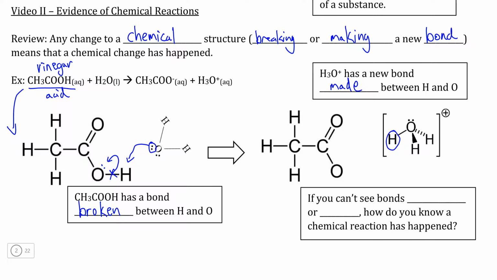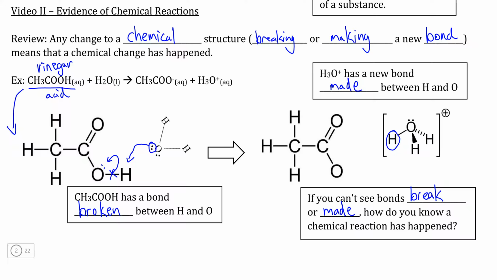The problem is, when you look at a bottle of vinegar, you're not actually able to see this chemical structure, nor are you able to see the actual reaction at the atomic level involving the breaking and making of bonds. So the problem is, if we can't see new bonds being broken or bonds being made, how can we tell that there's actually a chemical reaction that has happened?